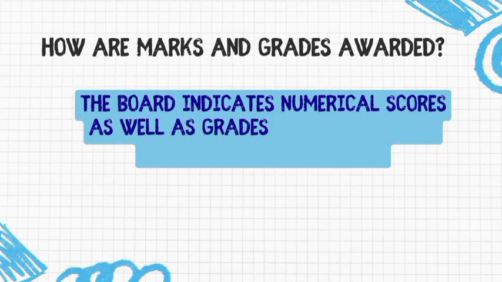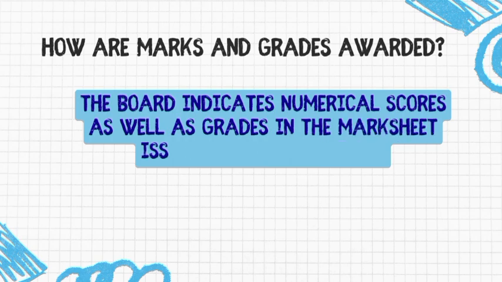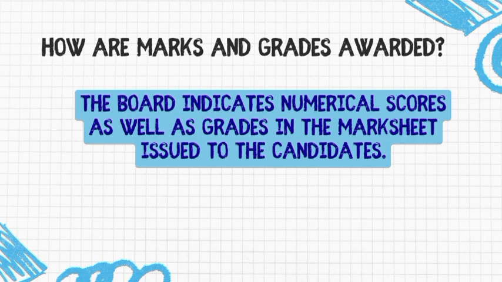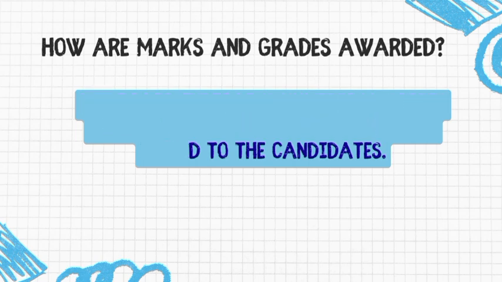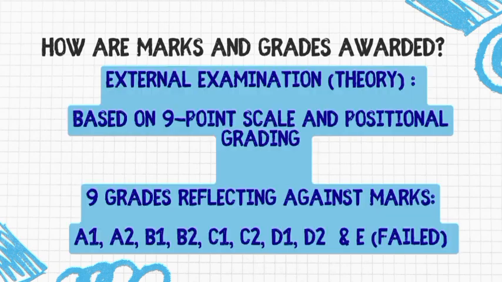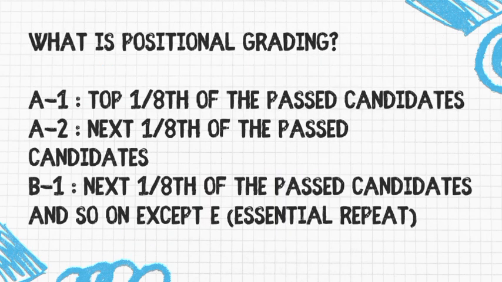Now, how are marks and grades awarded? The board indicates numerical scores as well as grades in the mark sheet issued to the candidates. Now, what is the difference between numerical scores and grades? Let's see. For external examination, that is theory, 9-point scale is considered and positional grading system is used. 9 grades reflecting marks are A1, A2, B1, B2, C1, C2, D1, D2 and E. Now E is not considered as failed but essential repeat.